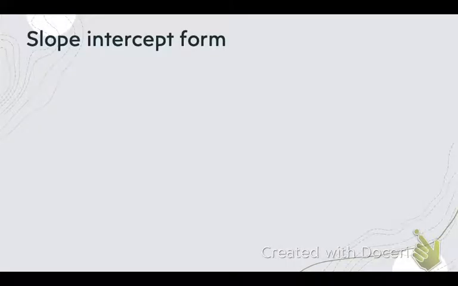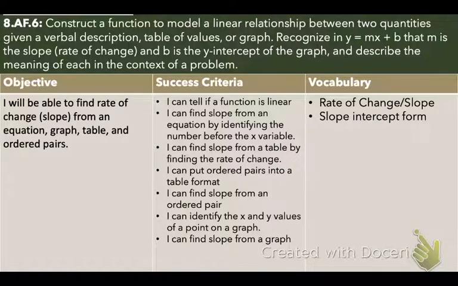In your notes, you need to title your notes page Finding Slope, but then do a subheading called Slope-Intercept Form. Slope-intercept form is the name of an equation. It's a very special equation because if we go back to our standard, the second sentence says recognize in y equals mx plus b that m is the slope or rate of change and b is the y-intercept of the graph.